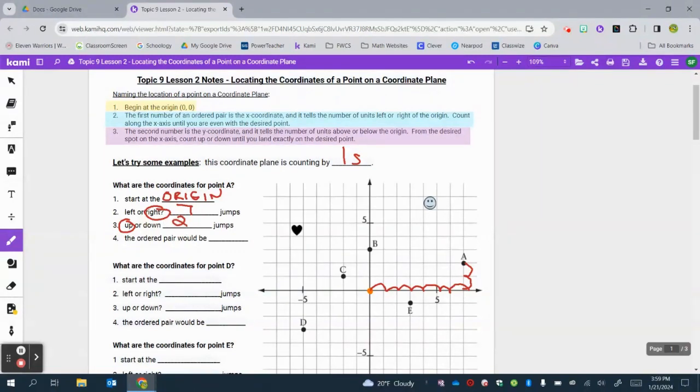So the directional movement helps me dictate what my numbers for the ordered pair are going to be. Since I'm moving to the right 7, that is going to be a positive 7. And since I moved up 2, that is going to be a positive 2. So point A is located at 7, 2.